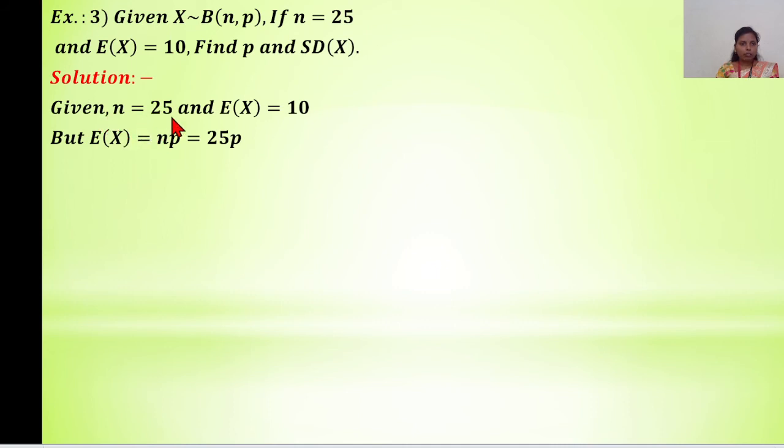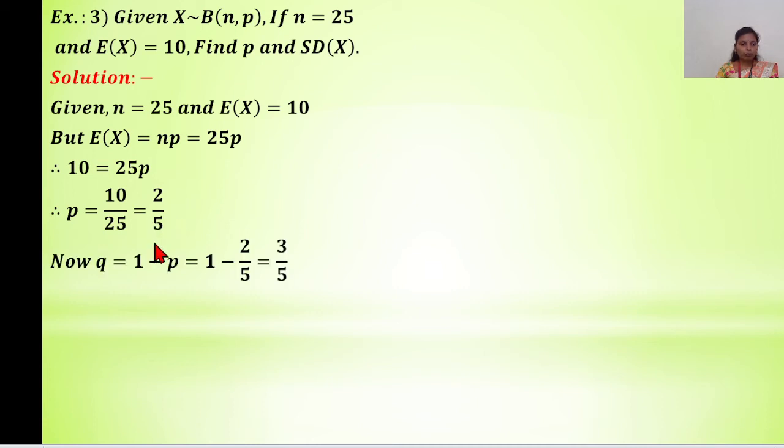Given n is equal to 25 and expected value of x is 10, but we know that the formula of expected value is the product np, that is E of x is equal to np. Here we put the value of n as 25 into p. Therefore, 10 is equal to 25 into p. Therefore, we get p is equal to 10 divided by 25, which is equal to 2 divided by 5. Now q is equal to 1 minus p. Here we put the value of p as 2 by 5. Then we get the value of q as 1 minus 2 upon 5, which is equal to 3 by 5.